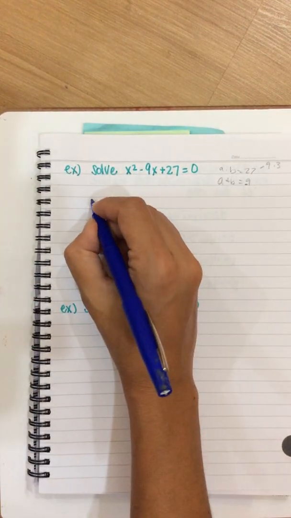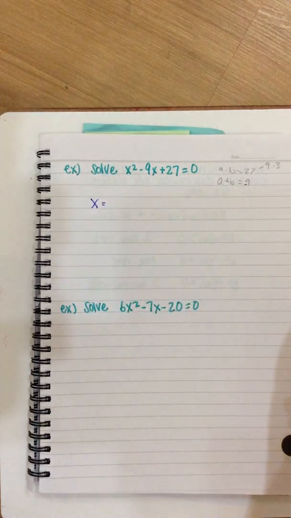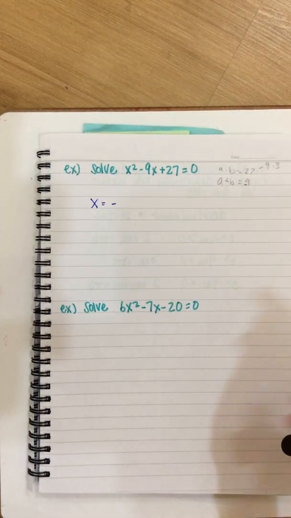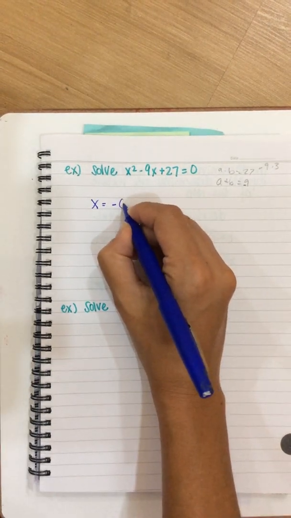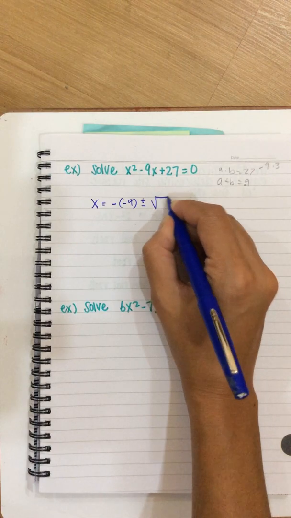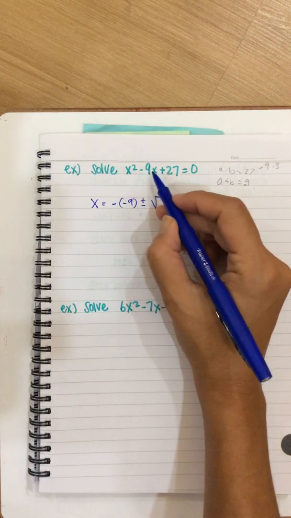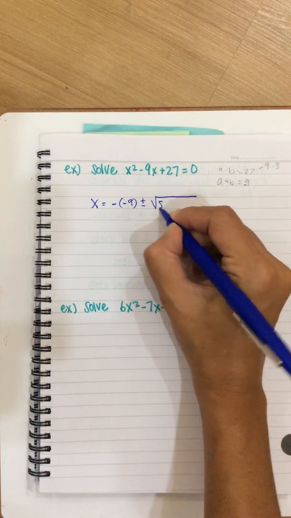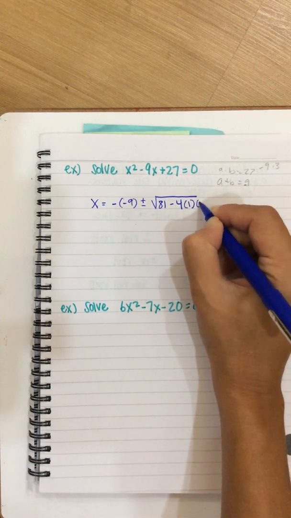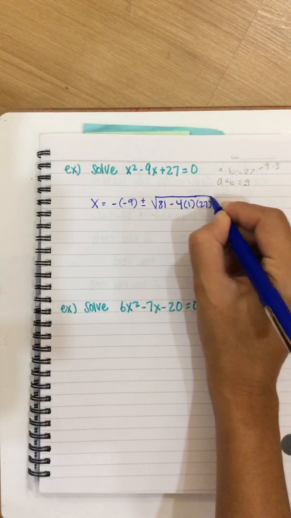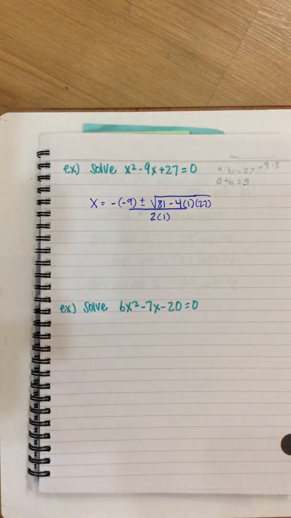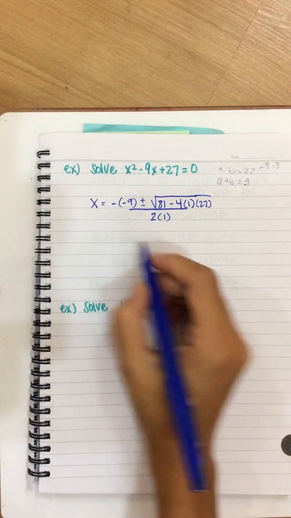Sometimes if it's easily factored, I've seen kids waste a lot of time doing the quadratic when they could have just factored it. So it's negative b, so negative of negative 9, plus or minus the square root of b squared, so that's negative 9 squared, that's 81, minus 4 times a is 1 times c is 27, all over 2 times a, which is just 1. Okay, now we're just at the simplifying phase.